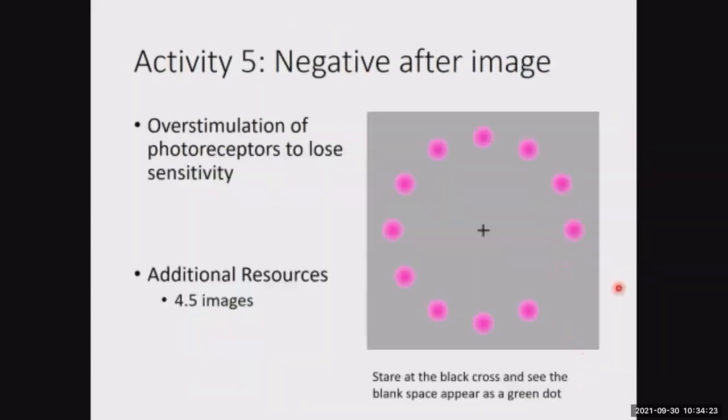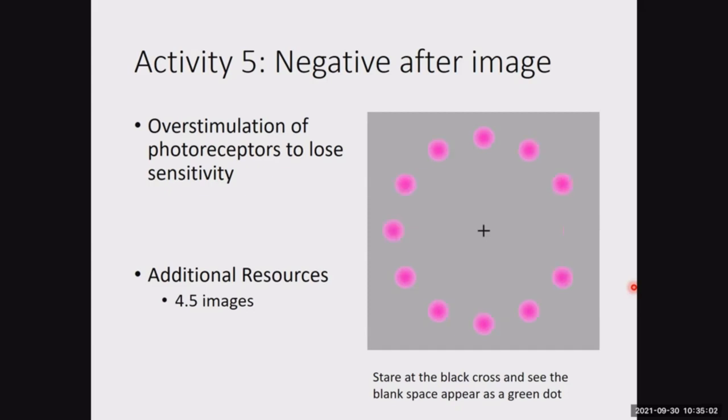The fifth activity, again looking at photoreceptors, is the idea that over a period of time, photoreceptors are going to begin to lose their sensitivity. And in doing so, we're going to have the ability to generate a negative after image. Basically, this idea that as you stare at an object, as your photoreceptors lose their sensitivity, if you move on to a blank object, a white piece of paper, what you're going to see is the inverse of the signal that was present.